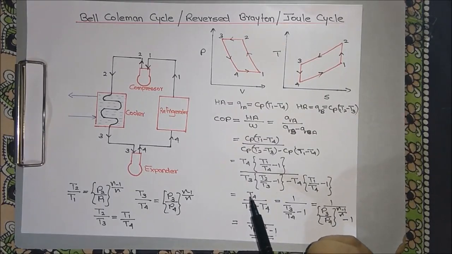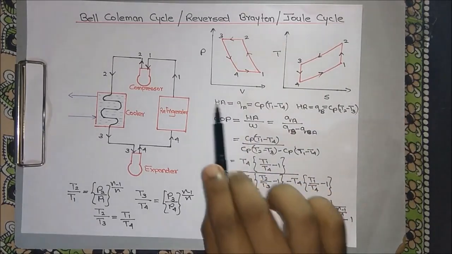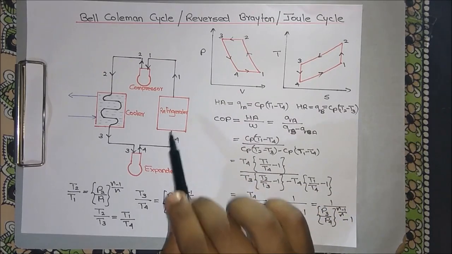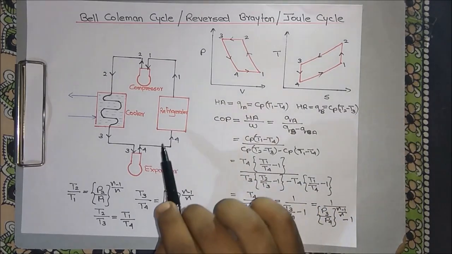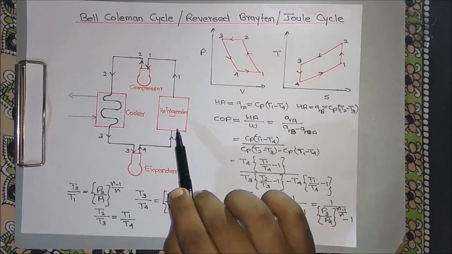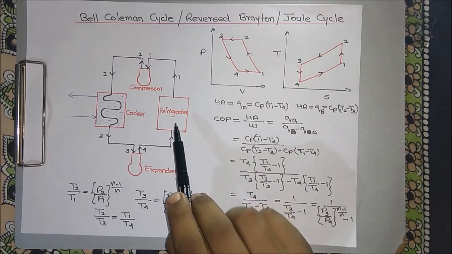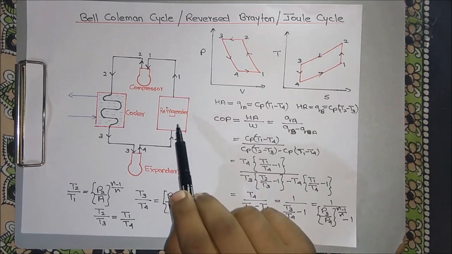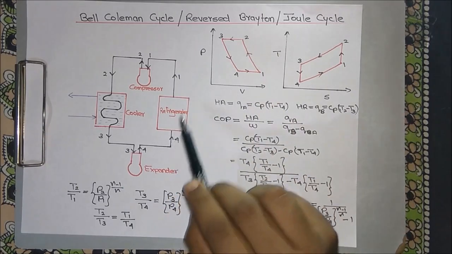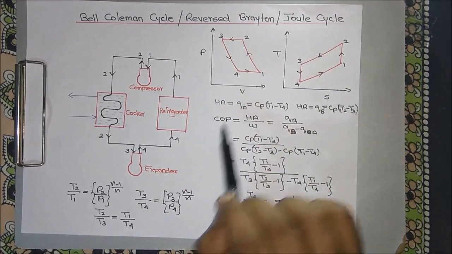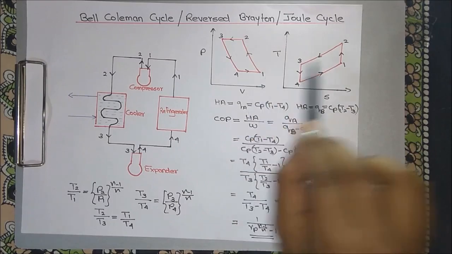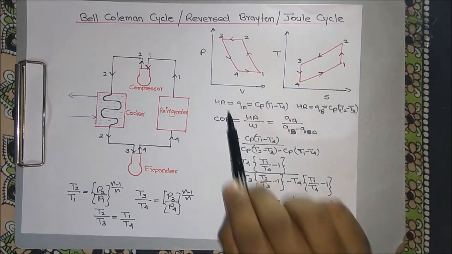So this is the basic process involved in a Bell-Coleman cycle, and we can find the COP of the cycle. Where is heat added? Heat is added in the refrigerator. It is added to the refrigerant in the refrigerator. So it is a constant pressure process, and the heat added in a constant pressure process is denoted by Cp into T1 minus T4. That is 4 to 1, it involves heat addition. So Cp into T1 minus T4 is the heat added.